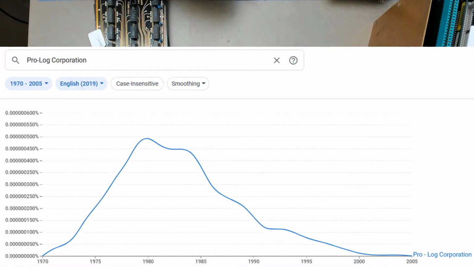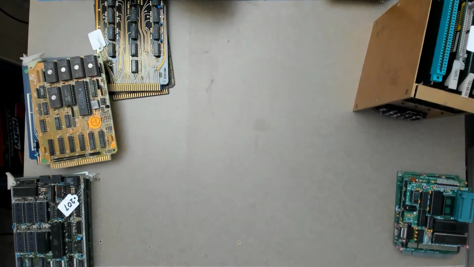It shot up in the 1970s, peaked in 1980, tailed off, and then as you can see, it pretty much had died out by 2001. And that's it. That's the end of a company brand. The brand is just gone. Poof.